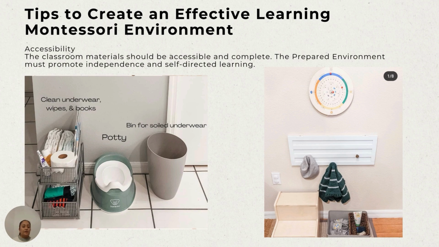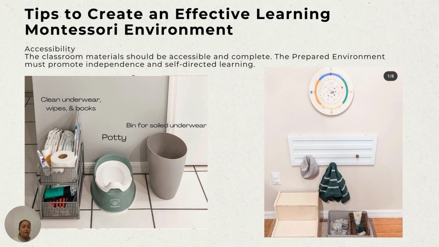These are a couple of pictures from a home environment, and I just wanted to give that idea that a home environment can also have order and structure. Remember to have everything that a child needs to complete the task, whether it is going potty in that area, clean underwear, wipes, perhaps a book to read for them to sit and practice going to the bathroom, a bin for soiled underwear. All of those things need to be in that environment.